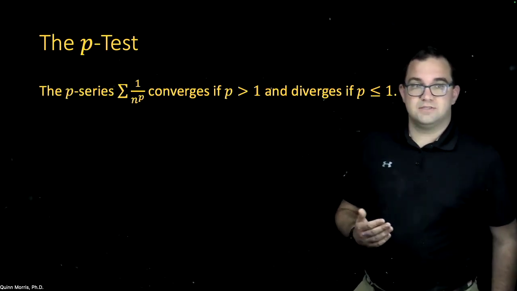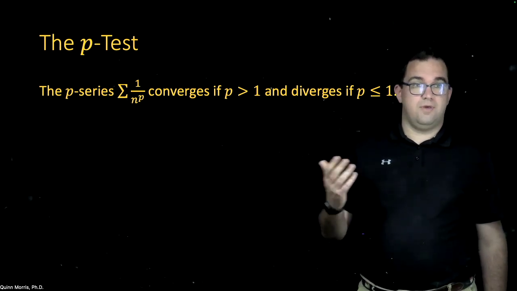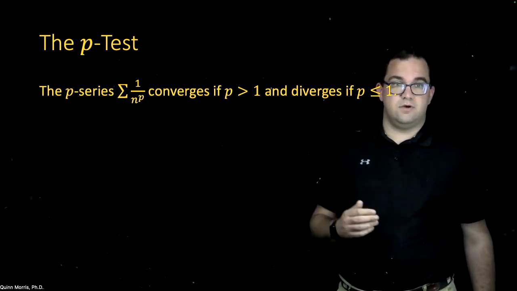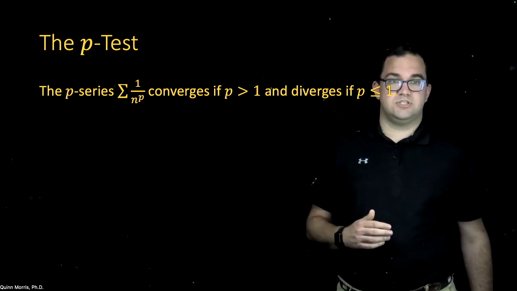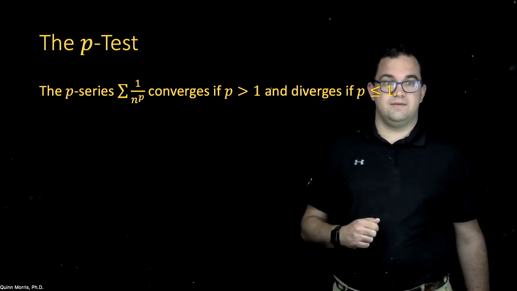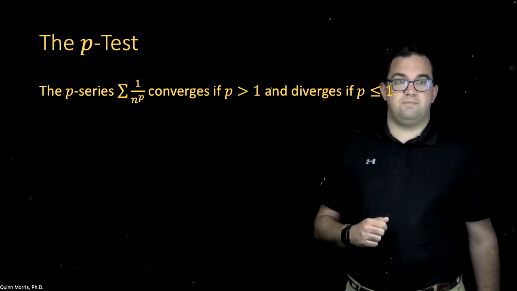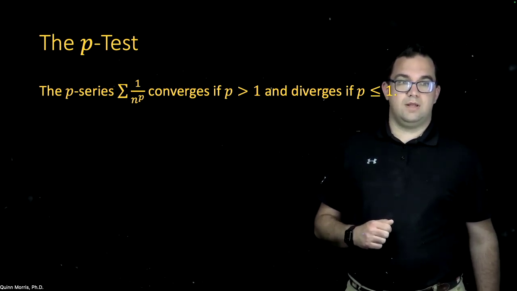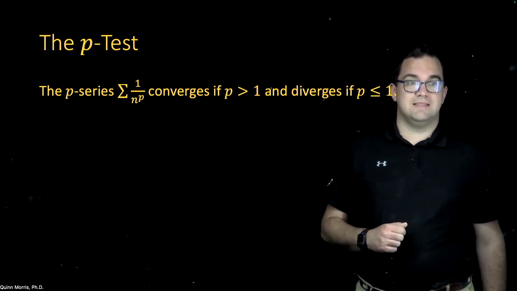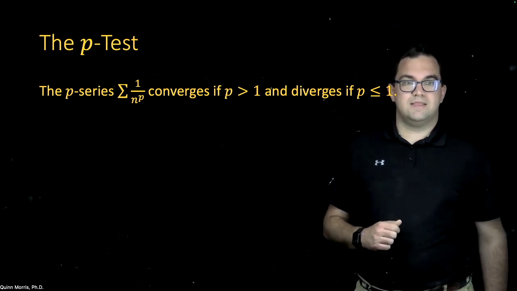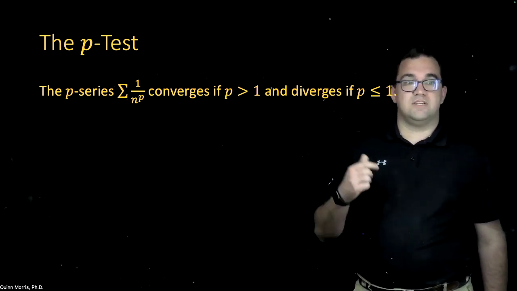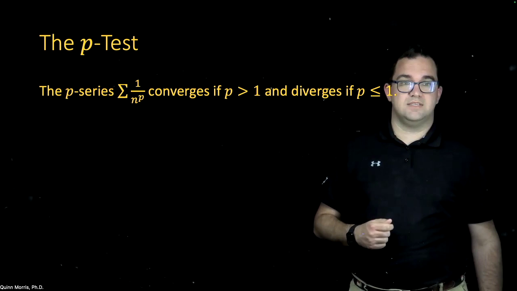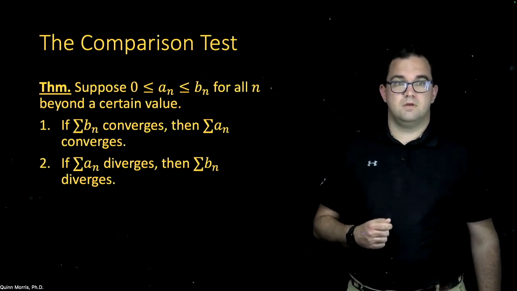From that integral test, we were then able to come up with the p-test for series. So the p-series, which is a series of the form 1 over n to the p, converges if p is greater than 1 and diverges if p is less than or equal to 1. So again, this was just a quick way to check for a very specific type of series whether or not the series converged.